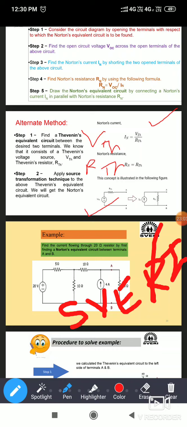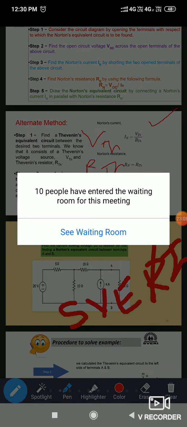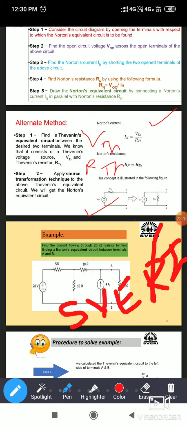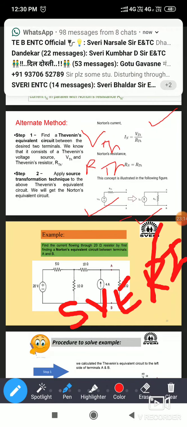VTH is in series with RTH. Then based on this Thevenin's theorem, you can convert into Norton's equivalent circuit. Okay. Thevenin's equivalent circuit is converted into Norton's equivalent circuit by using what?